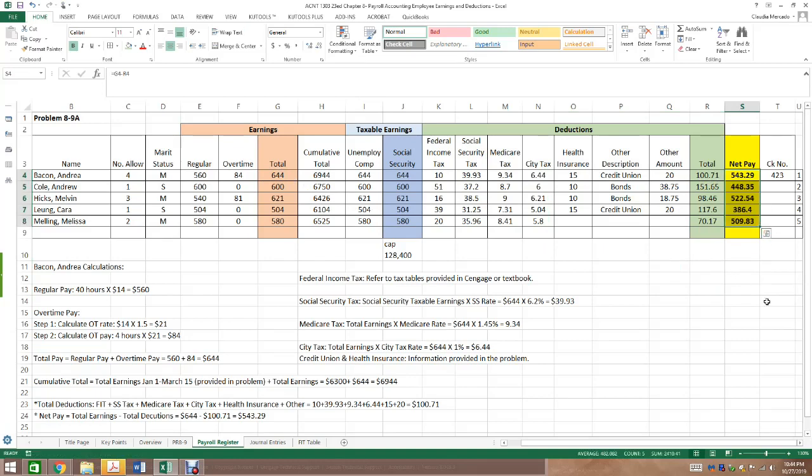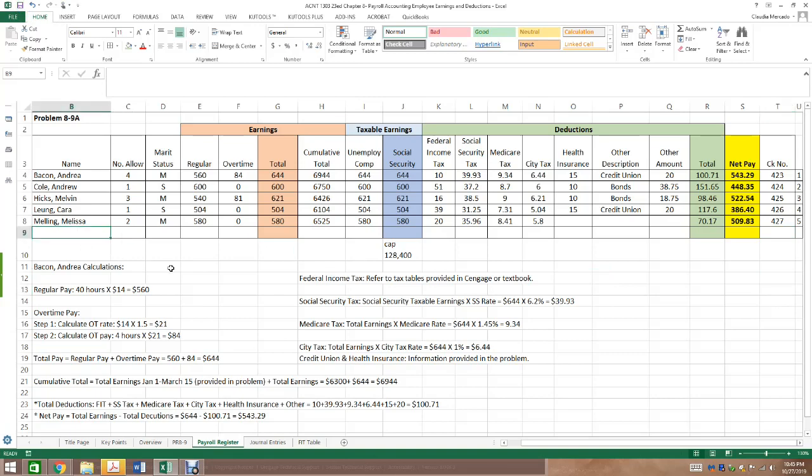Let me just double check my figures here. 543.29, 448.35, 522.54, 386.40, 509.83. Now the textbook says that the checks are in numeric order. So we start off with 423, 424, 425, 426, and 427. So this is what your payroll register looks like.